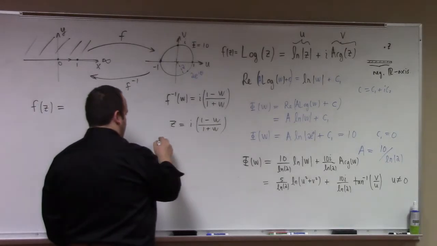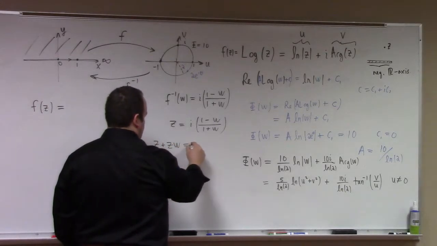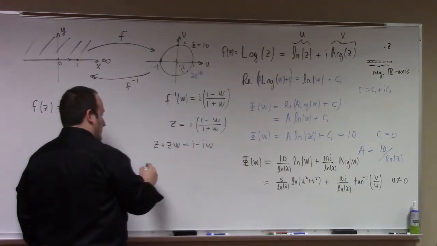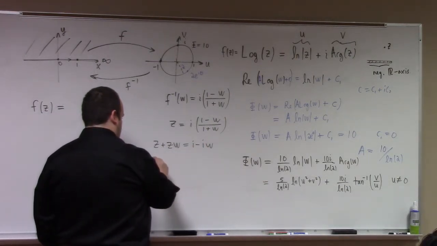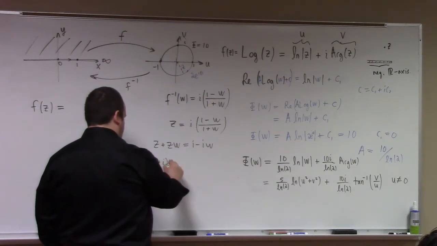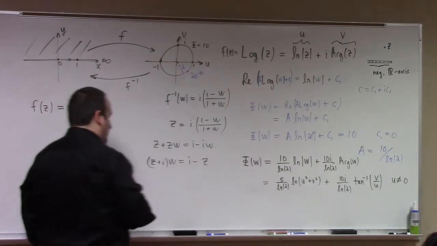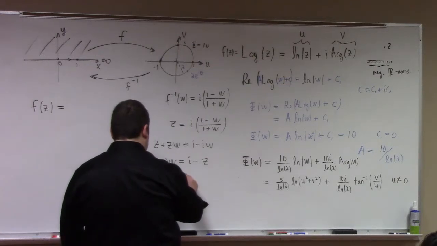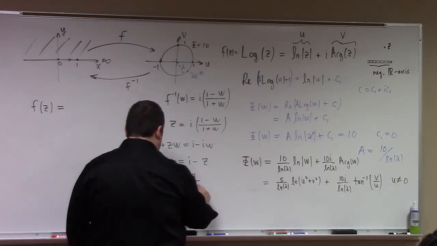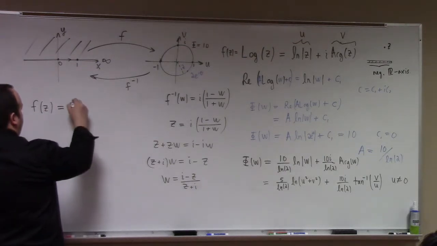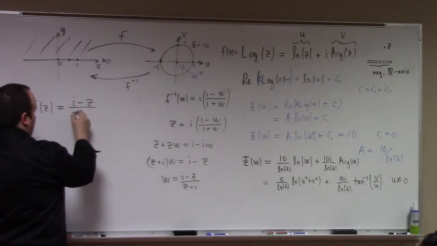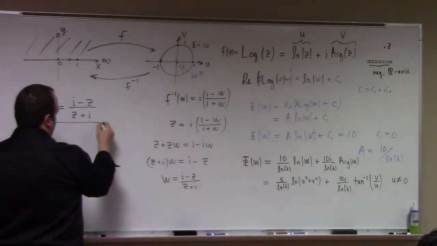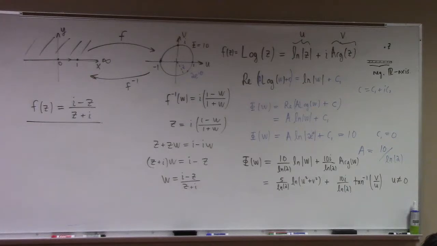I'll get us started. That's z plus zw is equal to i minus iw, which is to say that z plus i times w is equal to i minus z, which is to say that w is equal to (i minus z) over (z plus i). So there's the map we're looking for: (i minus z) over (z plus i). My claim is that map maps the upper half plane to the interior of that unit disk.